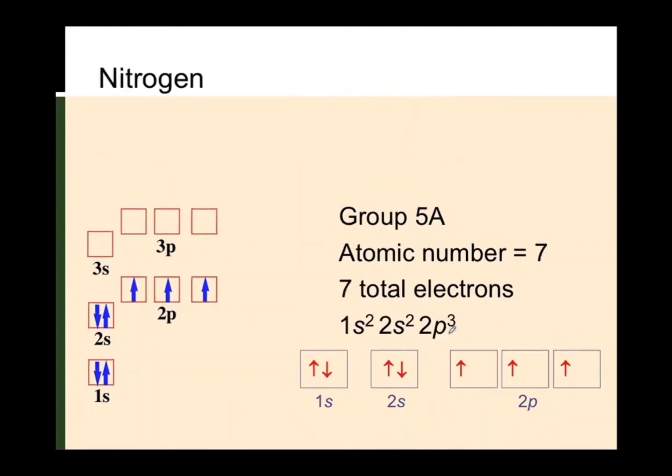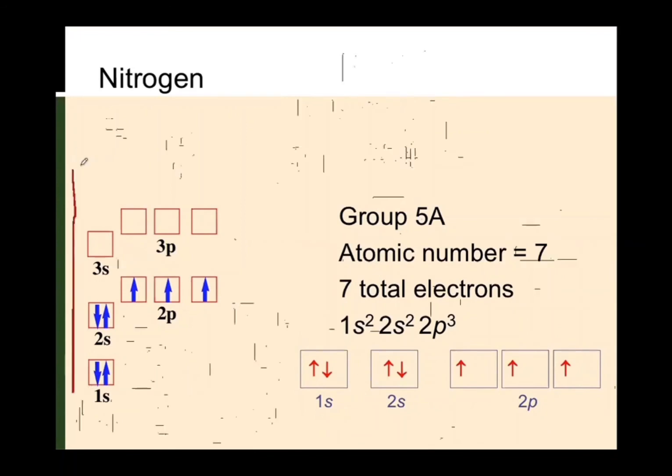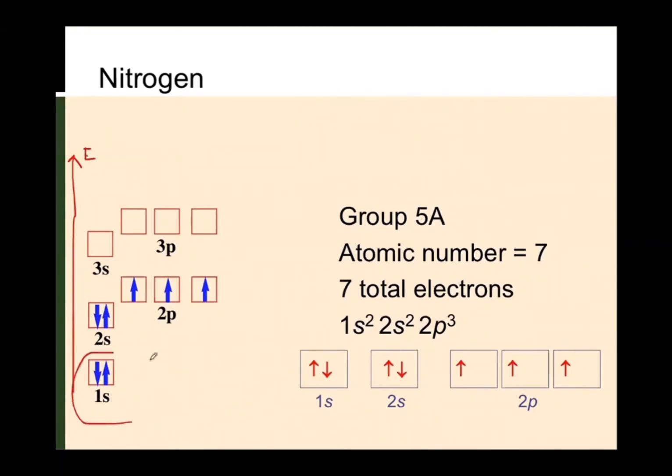Nitrogen then is a gas, it surrounds us. It's like 70, 80% of the atmosphere. It's an inert gas. It doesn't really react with anything. So 1s is the lowest energy. So we fill using the Aufbau principle from lowest to highest energies. How many electrons do we have? We have 7 total electrons because we're in group 5A. We have atomic number 7.